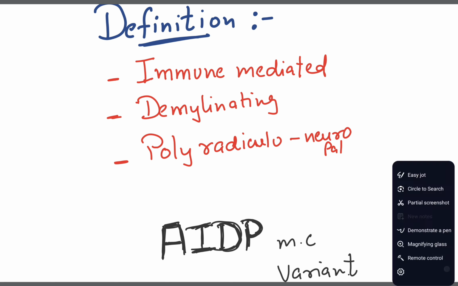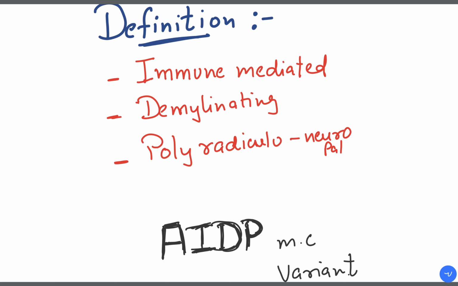Defining GBS is very simple. It is an immune mediated demyelinating condition involving polyradiculoneuropathy. The roots as well as the nerves are getting involved. The most common variant of GBS is AIDP. AIDP stands for acute inflammatory immune mediated demyelinating polyradiculoneuropathy. Nothing new to learn here as we have already summarized in the definition part.